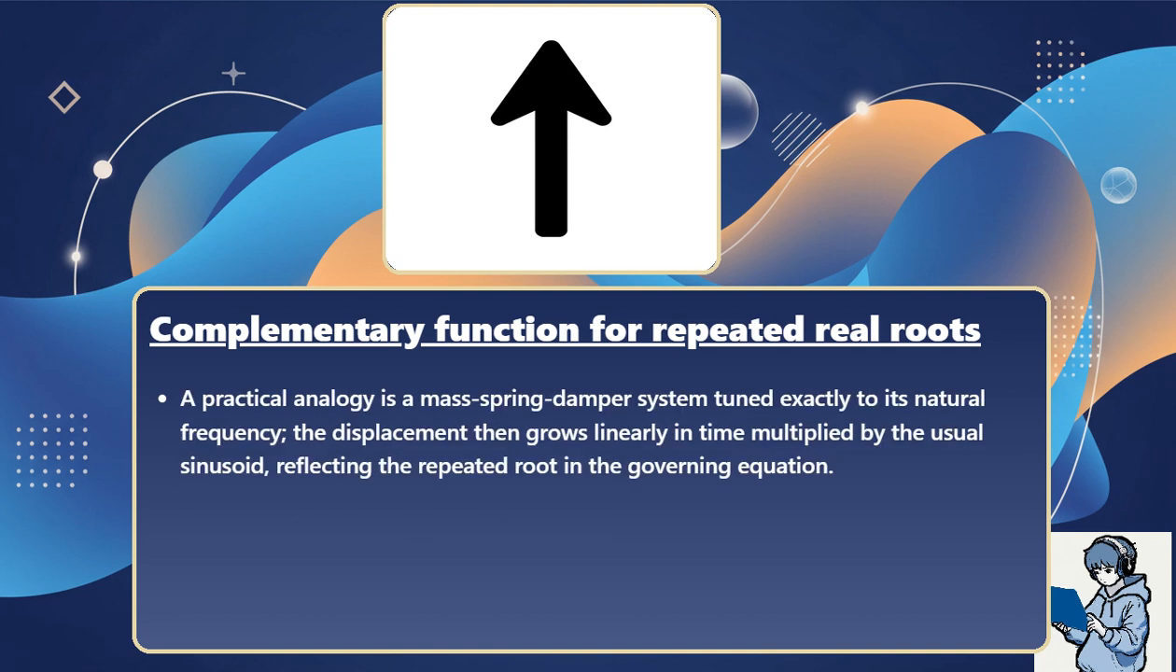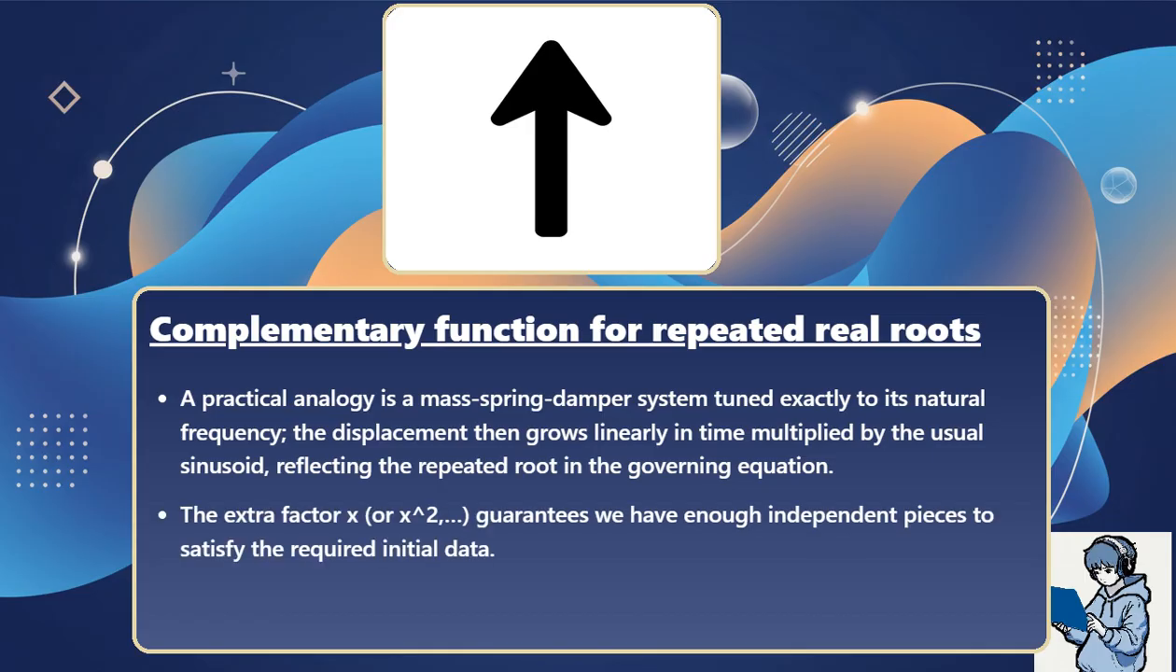A practical analogy is a mass spring damper system tuned exactly to its natural frequency. The displacement then grows linearly in time multiplied by the usual sinusoid, reflecting the repeated root in the governing equation. The extra factor x, or x squared, guarantees we have enough independent pieces to satisfy the required initial data.